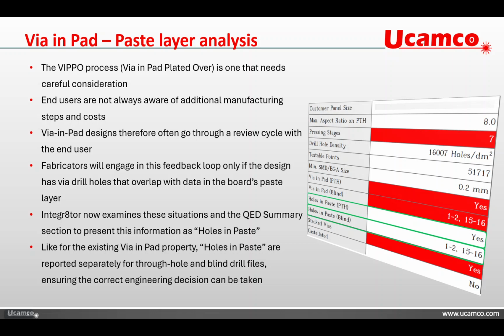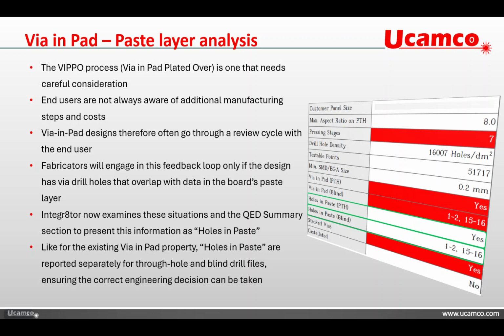And to satisfy this latter category of people, so to be sure that the discussion only takes place in case the via holes are going through the paste layer data, this version of Integr8tor comes with an extended summary. It's sitting in the header where, next to the VIA and PAD, the standard one that we were reporting before, we now also report the holes when they go through, or if there are instances where via holes go through data on the paste layer.